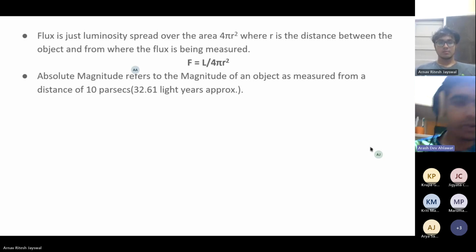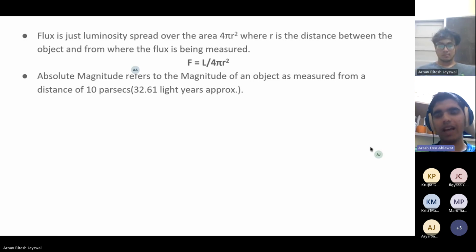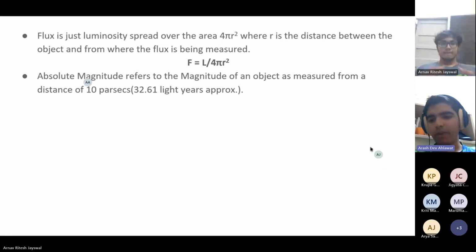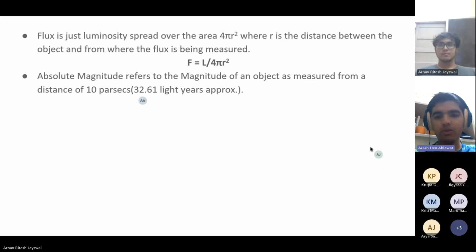Now we get to absolute magnitude, the capital M. Why is that required? As you know, as distance varies, how we perceive the brightness of the object changes, as the amount of flux that we get into our eyes decreases. Absolute magnitude, as the term absolute suggests, refers to the magnitude of an object fixed from a distance. And we have defined that distance to be 10 parsecs.